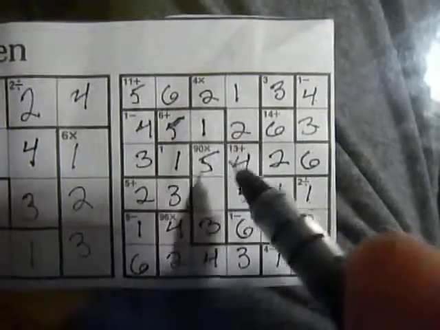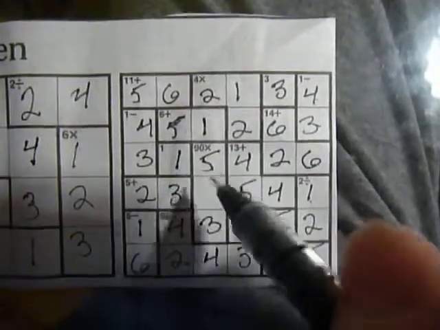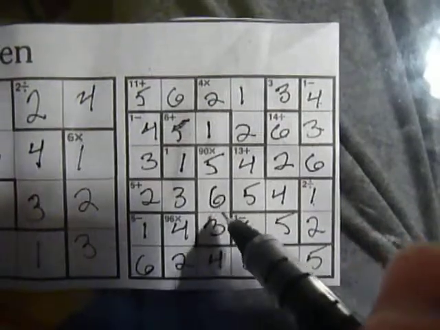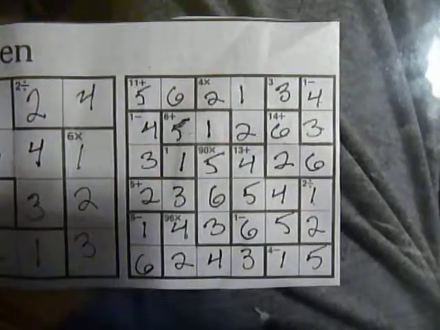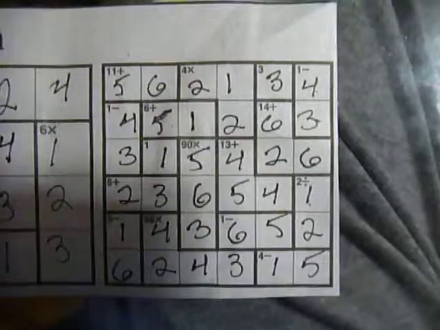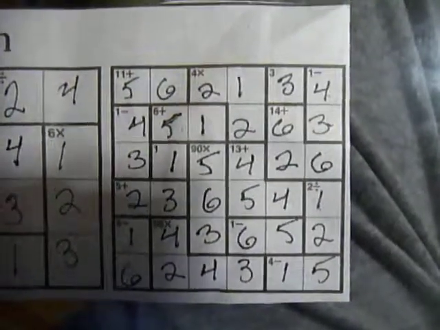5 plus 4 is 9, plus 4 is 13. And here, what's missing is the 6. 6 times 5 is 30, times 3 is 90. So there we have it. This was a pretty easy Wednesday 6 square, don't you think?